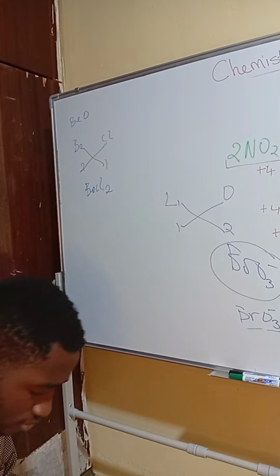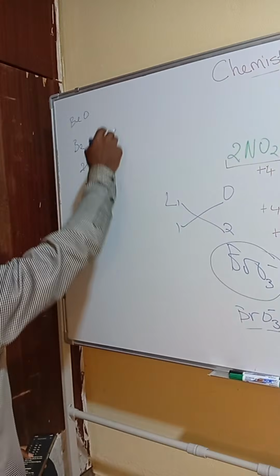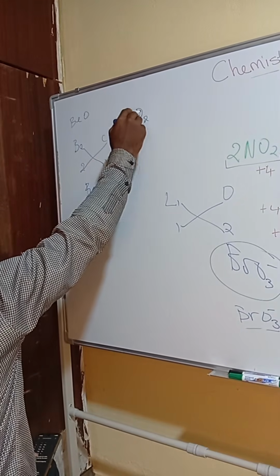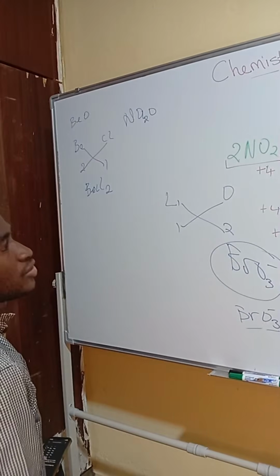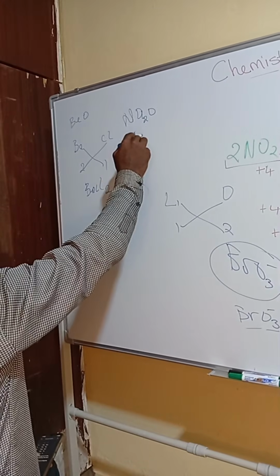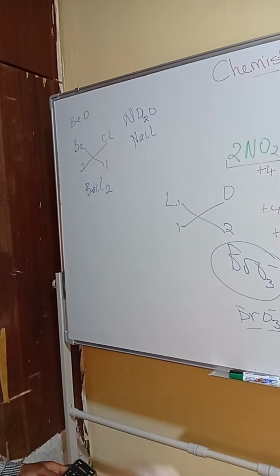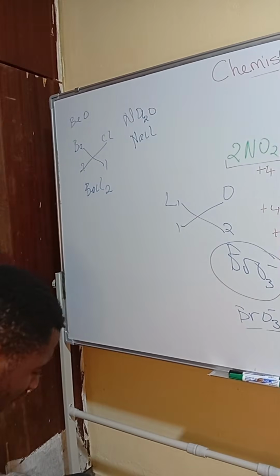We have sodium. Sodium oxide. Should I still tell you how we write sodium oxide? You already know. Sodium chloride. This one is normal. It's already a salt. Your kitchen salt. You don't have to be filling this kind of one.